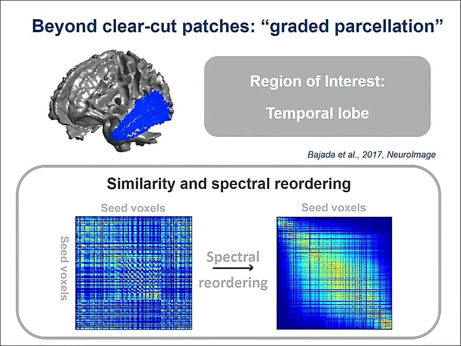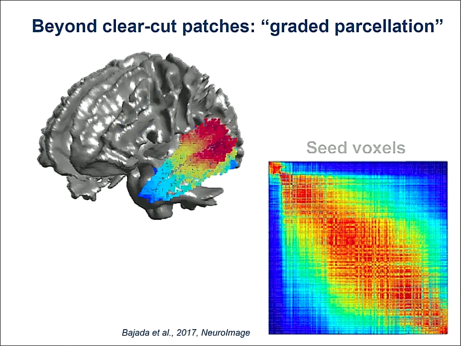And then they looked at the similarity of their seed voxels. They ran a spectral reordering to reorder the seed voxels based on their similarity. They assigned a value to those voxels accordingly, then applied a color gradient that fit with those values, and then remapped the voxels in the brain. And what you can see here is the gradient that they get when they map back to the brain. We can nicely see that there is a gradient from anterior to posterior regions.